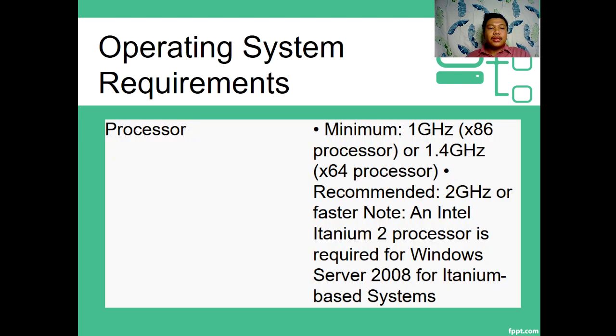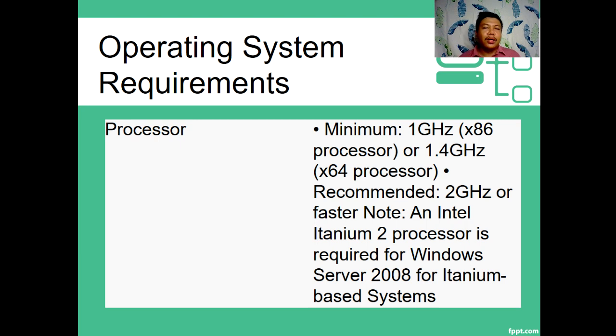Next, operating system requirements for this Windows Server R2. We have the processor. We have the minimum of 1 GHz x86 processor, and also we have the 1.4 GHz 64-bit processor, with 2 GHz or faster recommended. Note, an Intel Itanium 2 processor is required for Windows Server for Itanium-based systems.